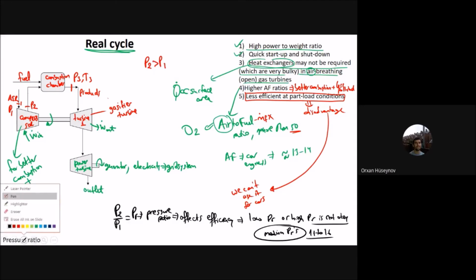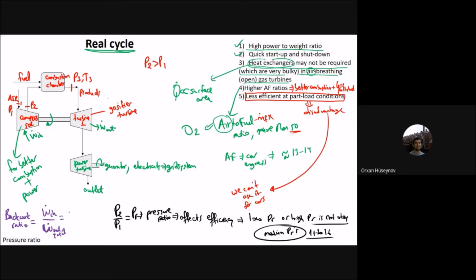Another important stuff here, which I also forgot to add, is the back work ratio. What is back work ratio? As I've said, some of the work output is used for the compressor. Back work ratio is the compressor work in, the work used to drive the compressor, divided by the total work out. This work in that is used to drive the compressor is a proportion of the total work out of turbine 1 and turbine 2.